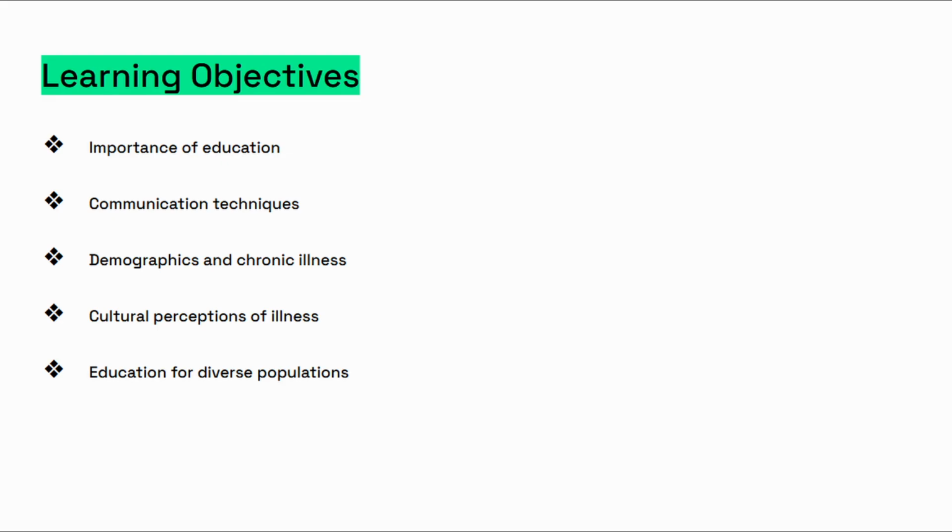The next one will be communication techniques. Effective communication is essential for educating and motivating patients. Next will be demographics and chronic illness. Patient education must consider individual differences such as age, gender, education level, and cultural background. It also varies depending on the chronicity of the disease. For example, long-term conditions like diabetes require ongoing adaptive education, while acute conditions may need focused short-term teaching.